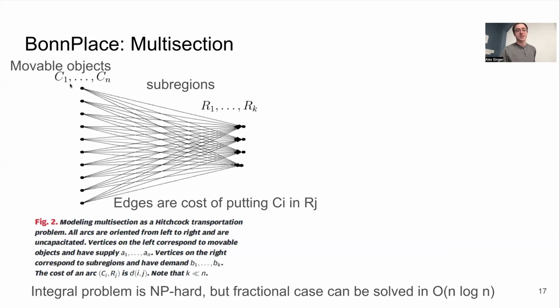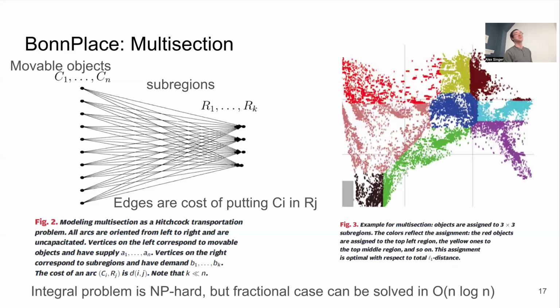The fractional case says C1 is going to go into R1.2. C2 is going to go into R3.07. And what they say here is that it can then be turned into the integral solution with very little loss in quality. That's what they say in the paper. And so that's how they actually do the multisection.